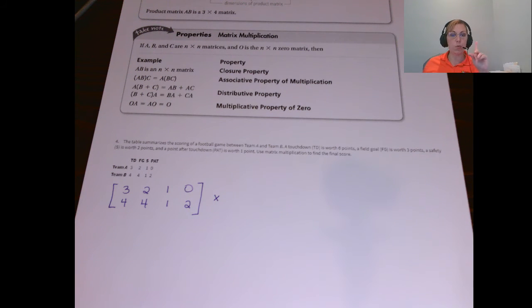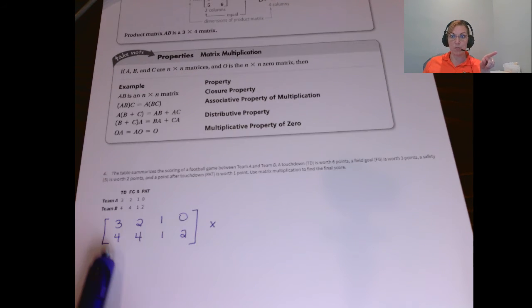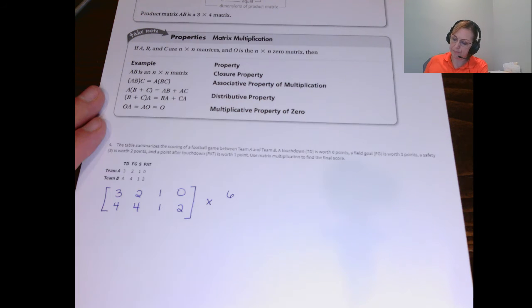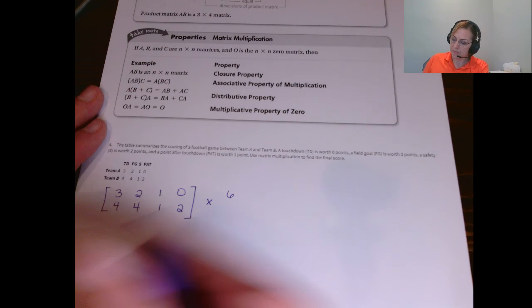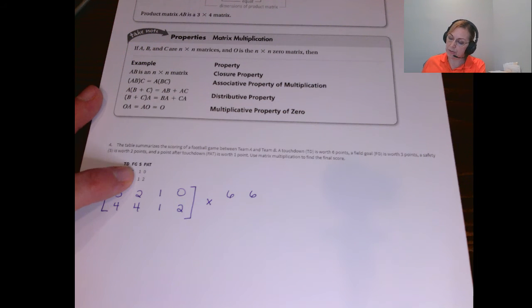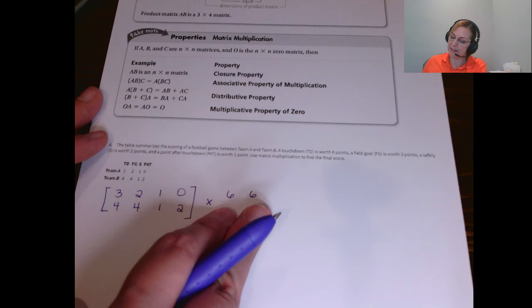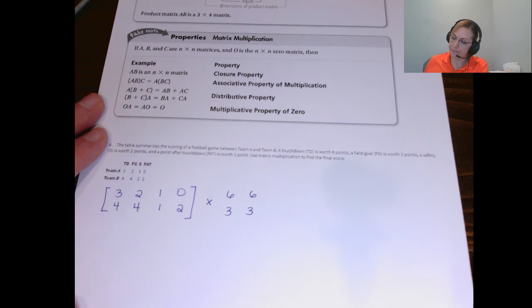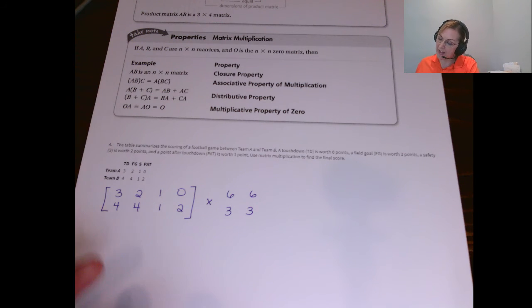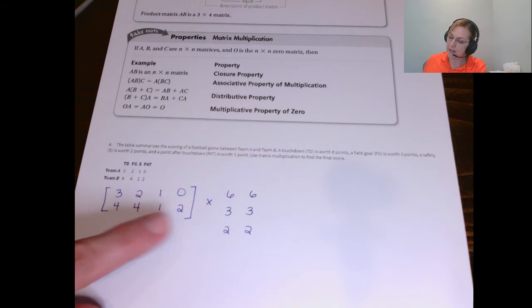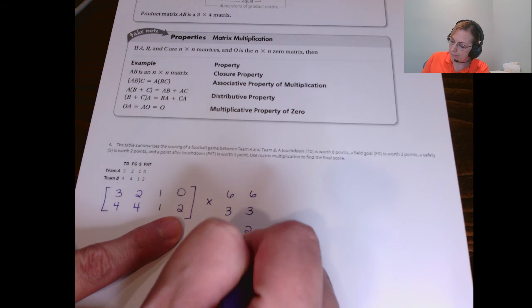So let's think. We know that touchdowns are 6, and that's in column 1. So I want row 1 over here to be 6 points for each team. And then I know that field goals are in column 2. So I'm going to make that in row 2. So field goals are worth 3 points. Then I've got safety is worth 2 points. I'm going to put those in row 3. And then point afters are worth 1.